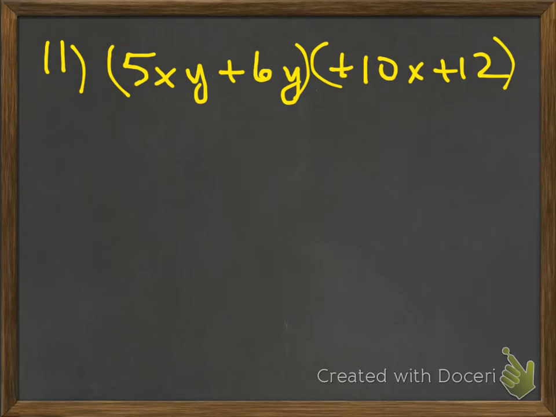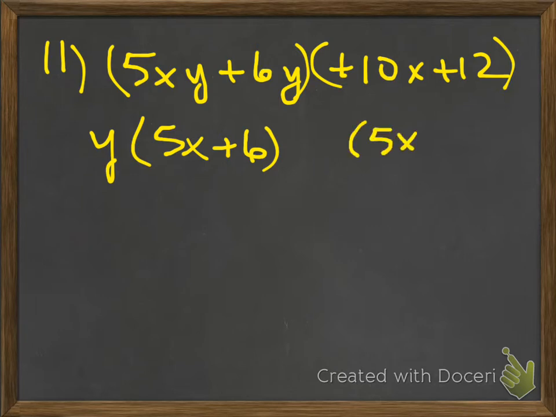Okay, so I've got this already separated by the parentheses. What do the first parentheses have in common? A y. So I take out the y, 5x plus 6. If I put 5x plus 6 in the first parentheses, then in the second parentheses, that's a plus 6. What's 12 divided by 6? 2. So there's your number in the middle.